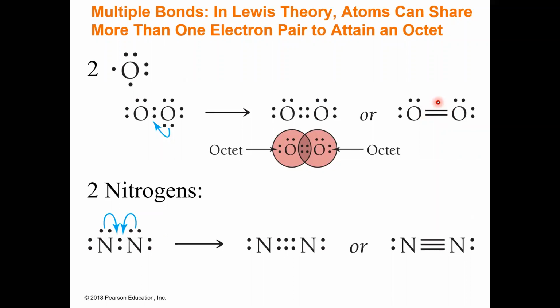For nitrogen, we see something similar, except that they will only form a true octet around both nitrogen atoms if they actually have a triple bond between them, which is shown here by lines which each represent 2 electrons.